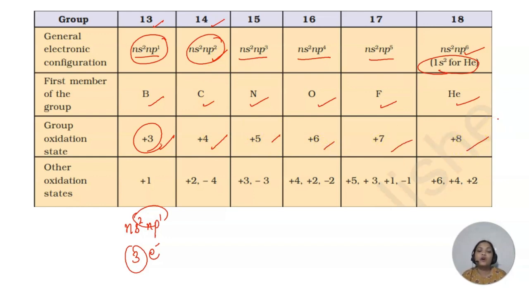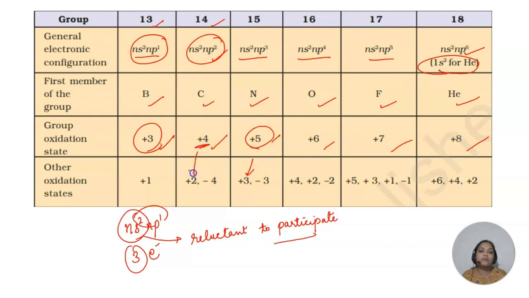Apart from it, they show other oxidation states as well, because these ns2 electrons are reluctant to participate in bonding, or reluctant to participate in bond formation. This we call as inert pair effect. All right. So that is why for the higher groups, as we move from left to right, they will show 2 less oxidation state also, like plus 4, plus 2, plus 5, plus 3, because that will be equal to the number of p electrons only. Okay, so these are the different oxidation states the elements will be showing.